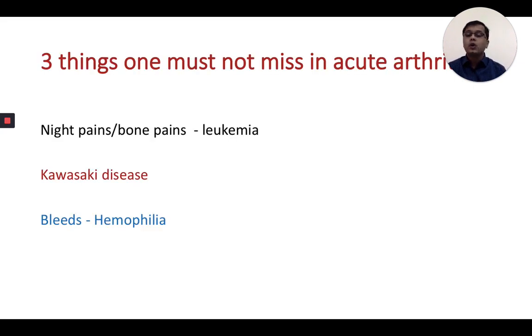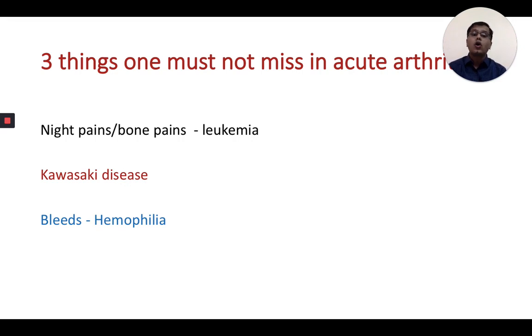So, the three things one must not miss while treating acute arthritis. If a child has arthritis with night pains, bone pains, think of leukemia. The differential counts may give you a clue. A good peripheral smear examination may give you a clue. Do not miss Kawasaki disease in a child with acute arthritis. Look for systemic symptoms. And if a child with arthritis comes with bleeding tendencies, think about a bleeding disorder, think about hemophilia, ask for this history.